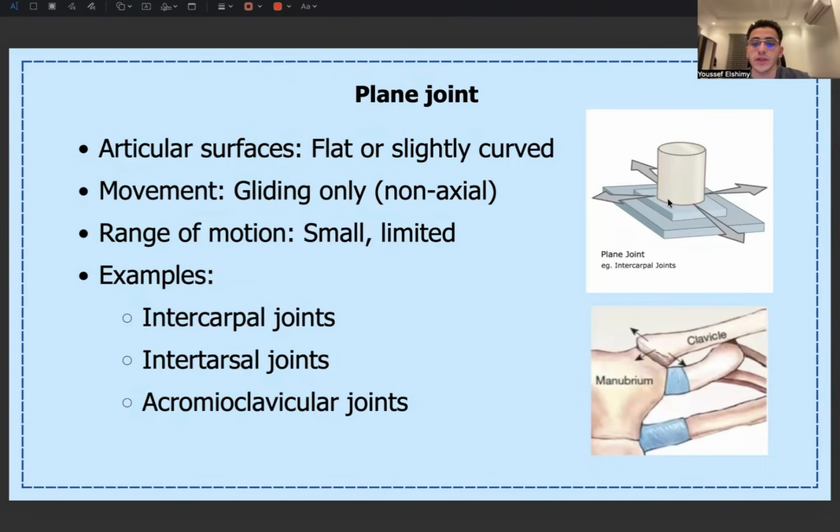And as you can see, the articular surface is basically flat or slightly curved. And it is just a gliding movement. So the movement is non-axial. So there's no axis in which the joint moves. It's just basically gliding. And the range of motion is small and limited. So it's not a very movable joint, although it is considered a freely movable joint. Examples include the intercarpal joints, as well as the intertarsal joints, as well as the acromioclavicular joints. And a joint that the doctor mentioned in the slide is the joint between the clavicle and the manubrium.